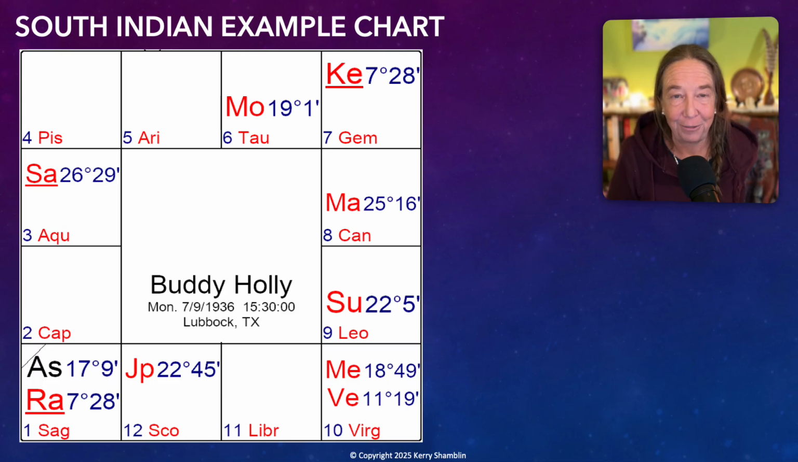SA is Saturn. You may be wondering what the line underneath the planet means. It means retrograde motion. So there is something that means something when you see that line there. Fourth house, Buddy's got nothing in there. And fifth house, empty. The moon, M-O, is the moon. And it's in Taurus in the sixth house.